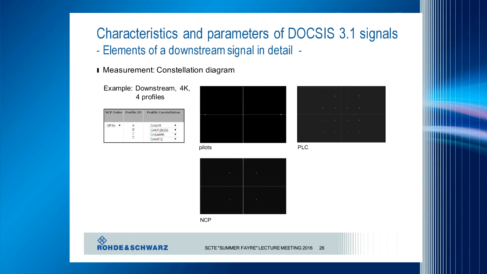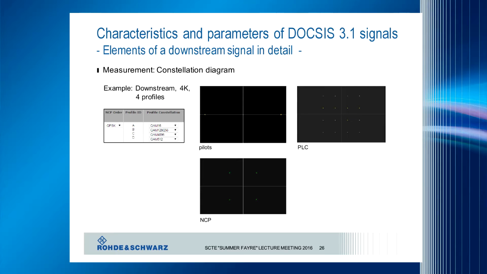Then here are some constellation diagrams. I think you are used to working with constellation diagrams for DVB-C or J.83B. But now we have much more information in the signals, based on several portions of the signal. Here you can see the definition again with the different profiles, and also the definition of the next codeword pointer, which is modulated in QPSK.